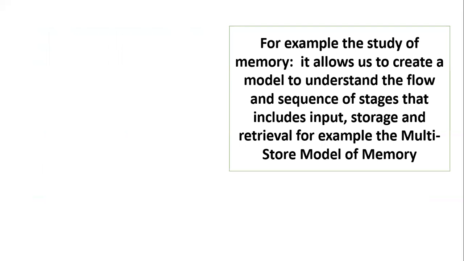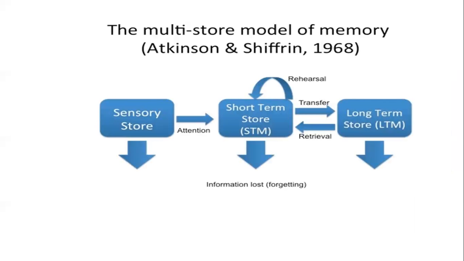For example, when we do memory, we're going to be looking at the multi-store model of memory. Now that is a theoretical model because it explains the whole process from us getting the information to us storing it in the long-term memory. So by creating this model, and this is what it looks like, it actually allows us to see the process in which information is processed, dealt with, and stored. I'm not going to go through all this right now. When we do the cognitive approach, you'll see this.